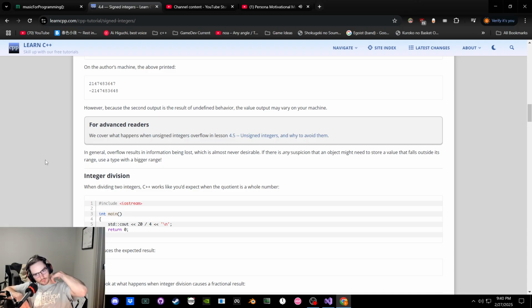When dividing two integers, C++ works as you'd like if the quotient is a whole number. But when we say 20 divided by 3 and we expect 6.8 something, 6.9 perhaps, what happened? We actually get 6.